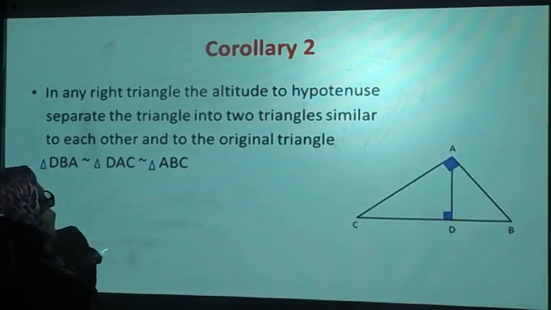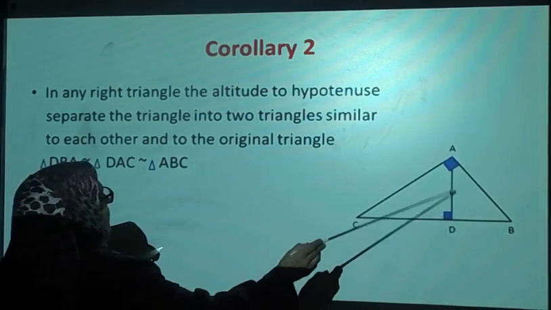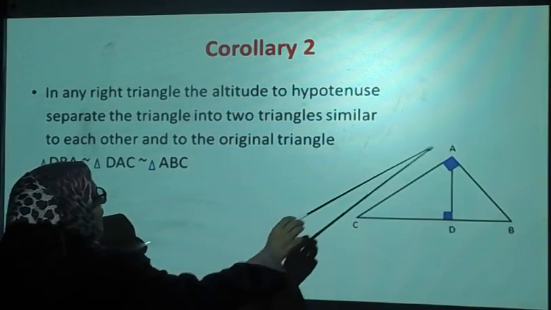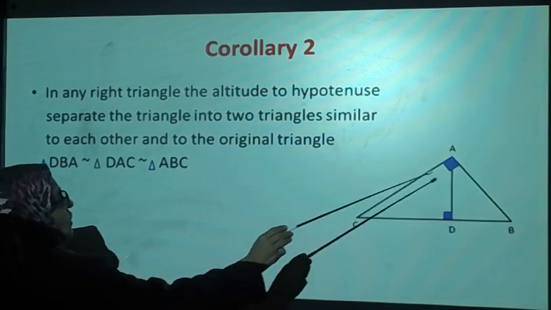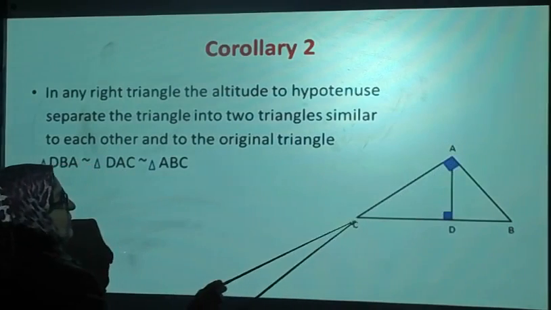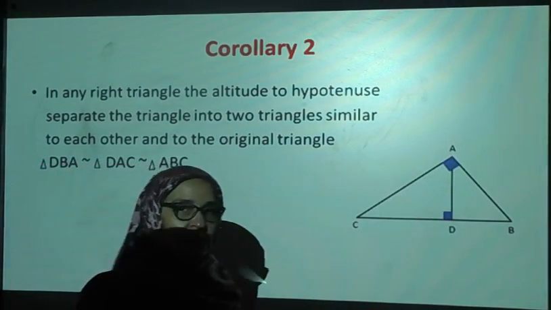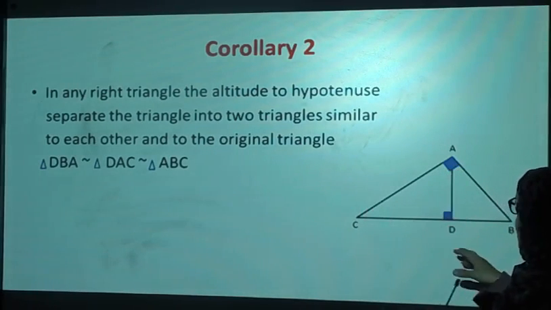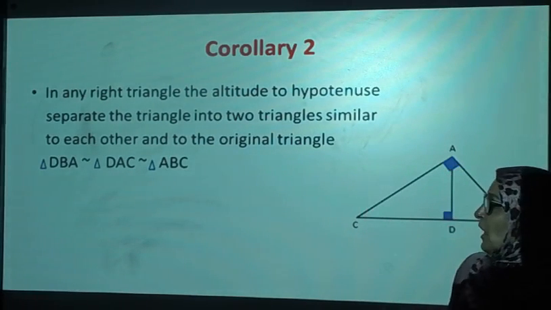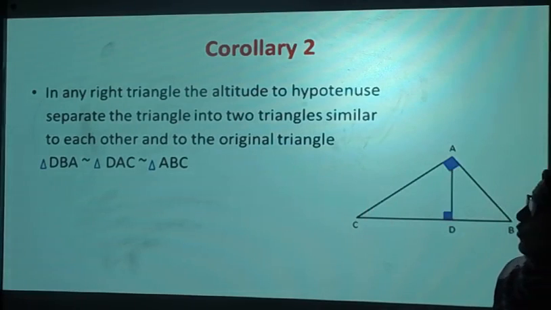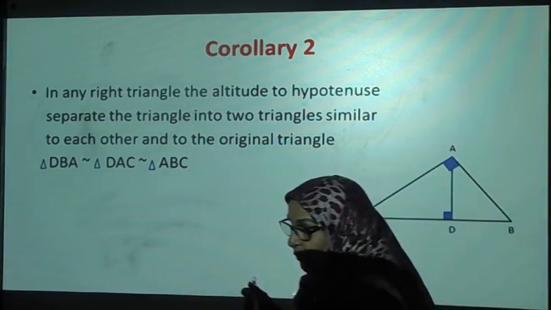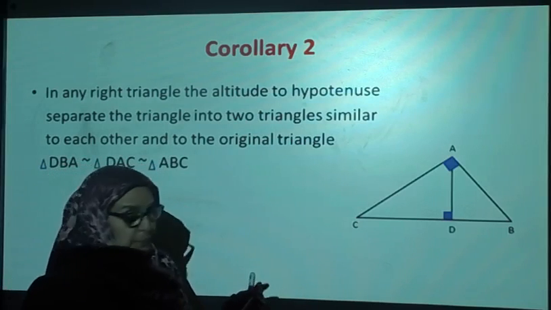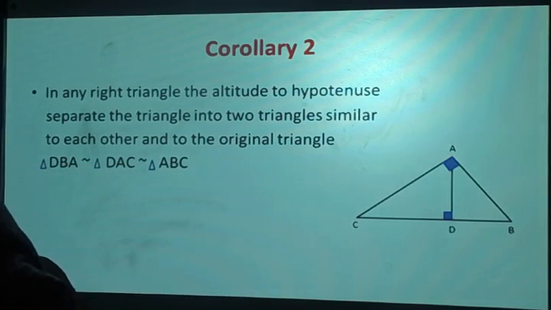DBA similar to DAC, similar to the main triangle or the original one, which is ABC. Actually, this is the Euclidean theorem, and this is the typical shape of the Euclidean theorem, through which we can prove all the points in the Euclidean theorem. Okay, let's move to another point.